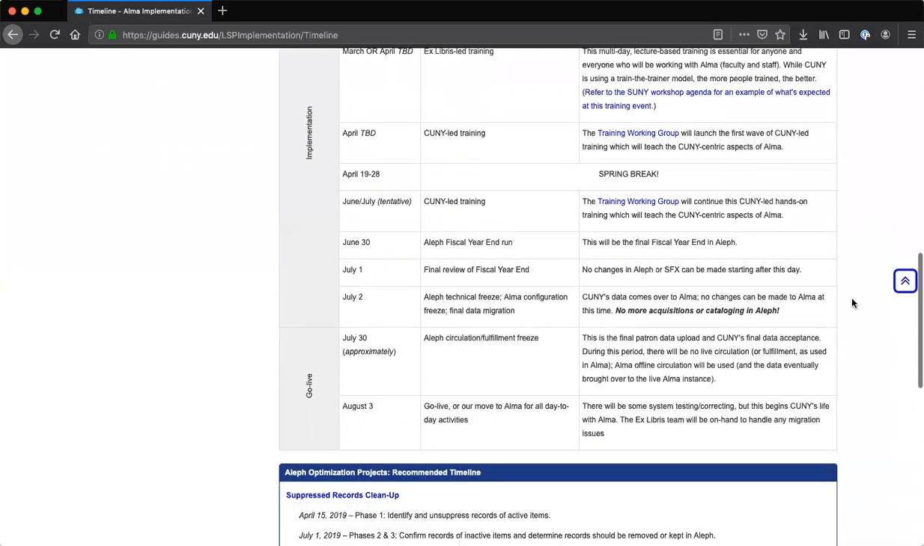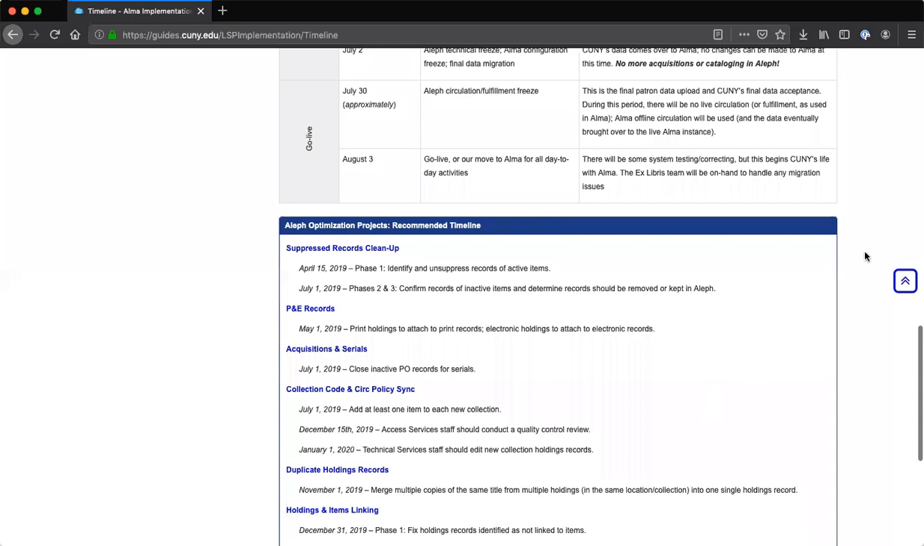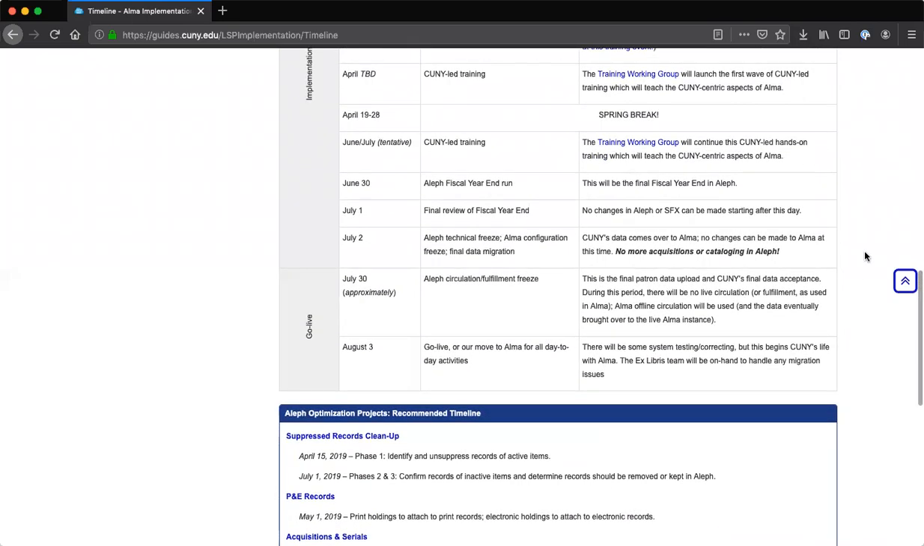And just reiterating that if there are any questions about these projects, email service.desk@cuny.edu, and we will be happy to help you.